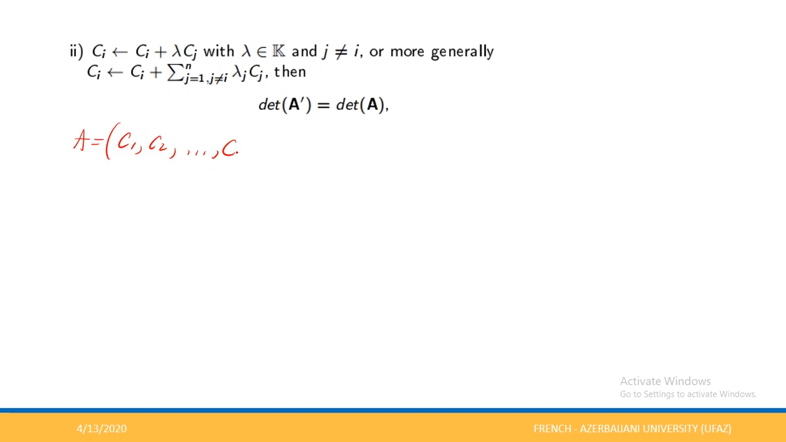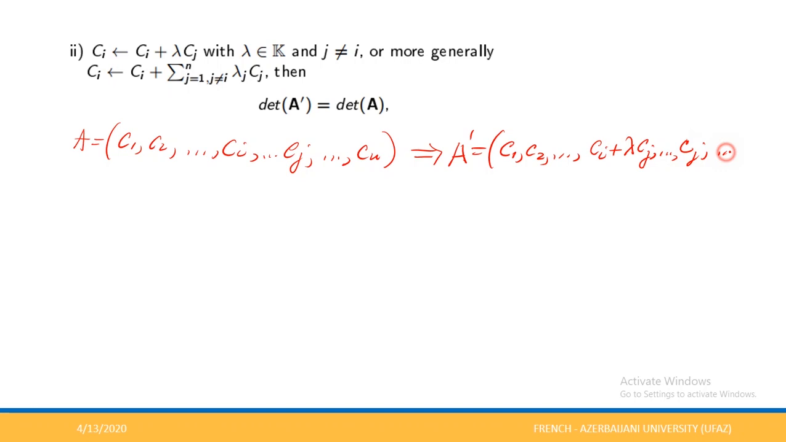C1, C2, Ci, Cj, Cn. Then the matrix of A prime will be this: C1, C2, Ci plus lambda Cj, Cj, and Cn. Let's find the determinant of A prime.